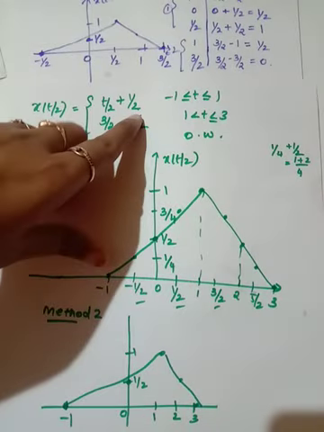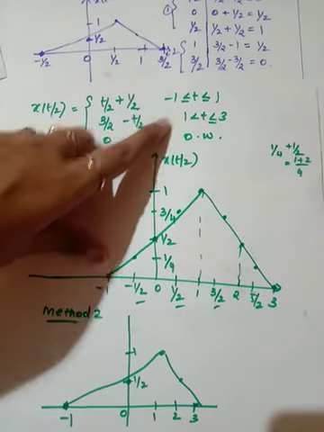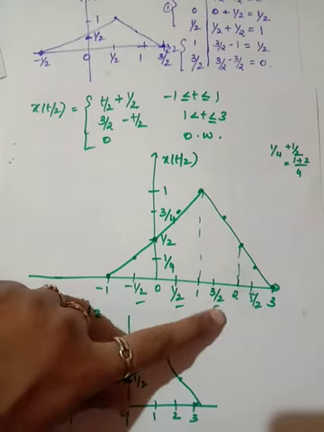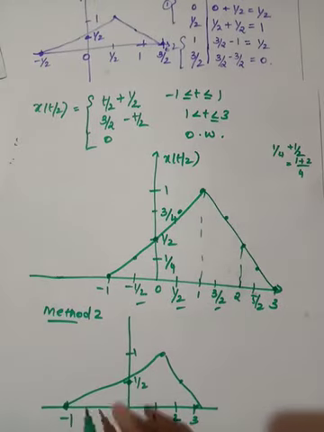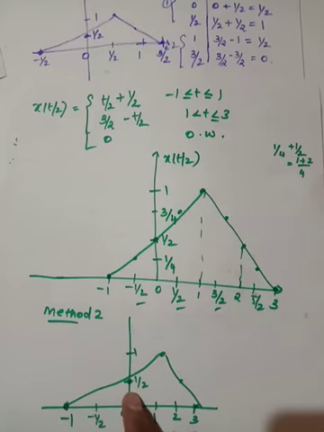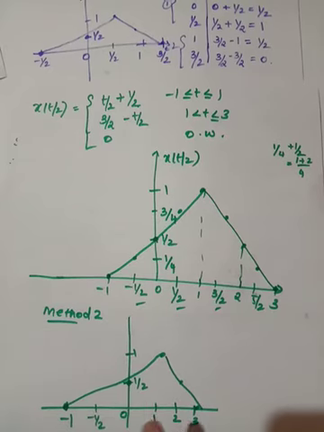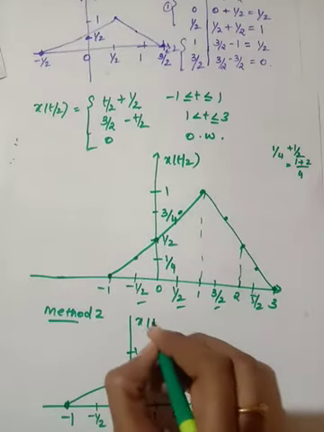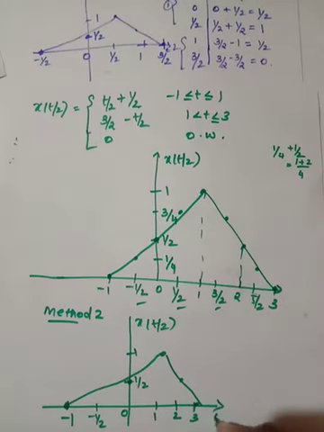So if you do this mathematical expression analysis, you will get more samples in between. Here also, if you want to substitute the values, minus 1 by 2, you will get minus 3 by 4. Okay, so the same procedure. So this is x of t by 2, and this is your t.